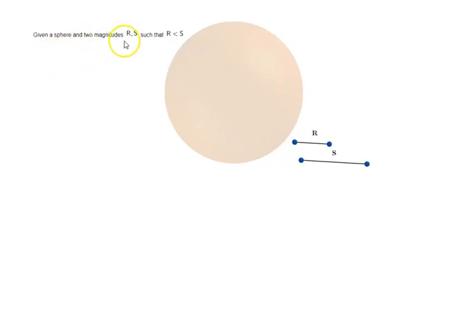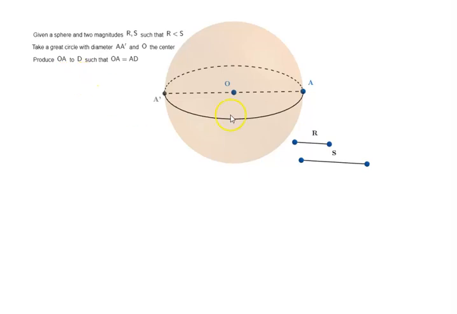Given a sphere and two magnitudes R and S such that R is less than S. Take a great circle with diameter AA prime and O the center. Now produce OA to D such that OA is equal to AD. Divide AD at E such that AE is to ED is equal to R is to S.